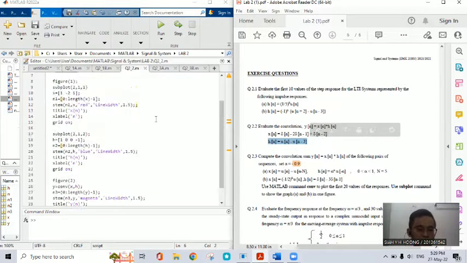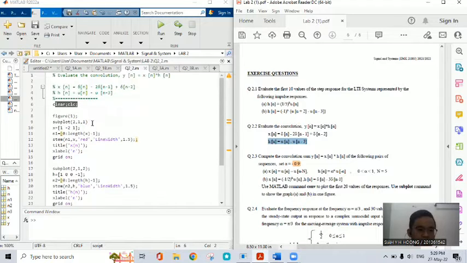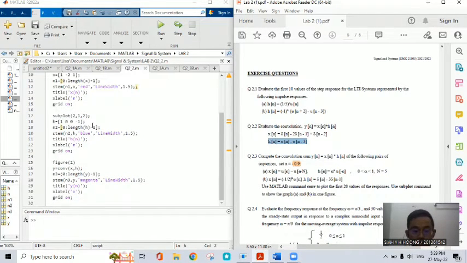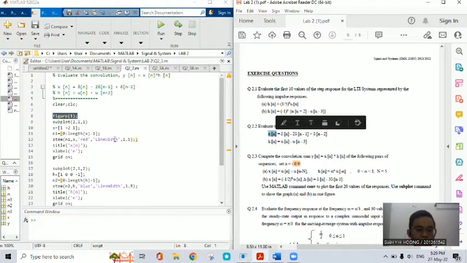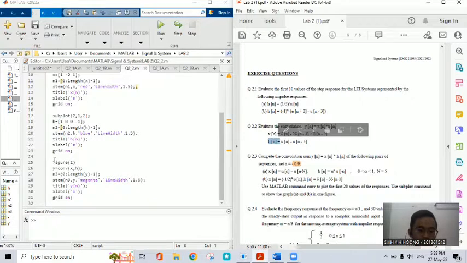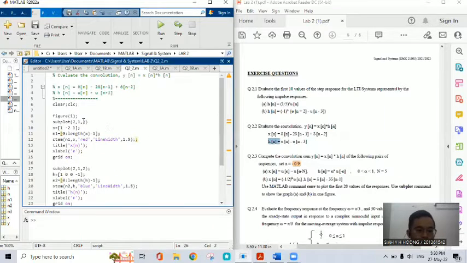What I'm doing here is separating my output into two figures, in which figure 1 will have the input signal and the impulse response, and in figure 2 we're going to have the convolved signal, which is Y. In figure 1, since we have to show two graphs together, we use subplot. This function enables us to plot two or more graphs in one figure.